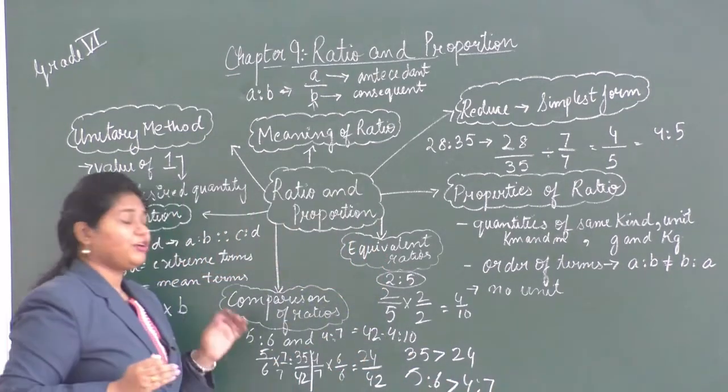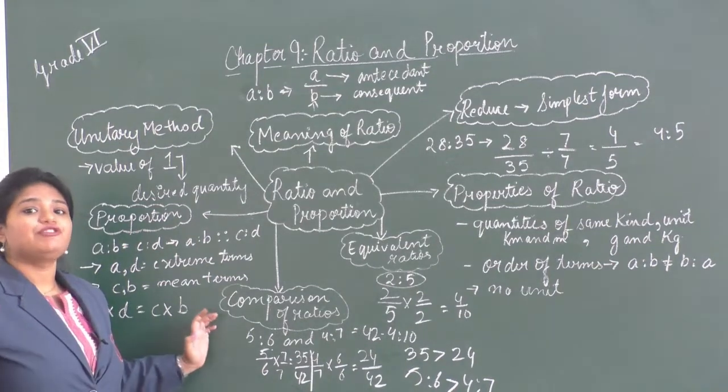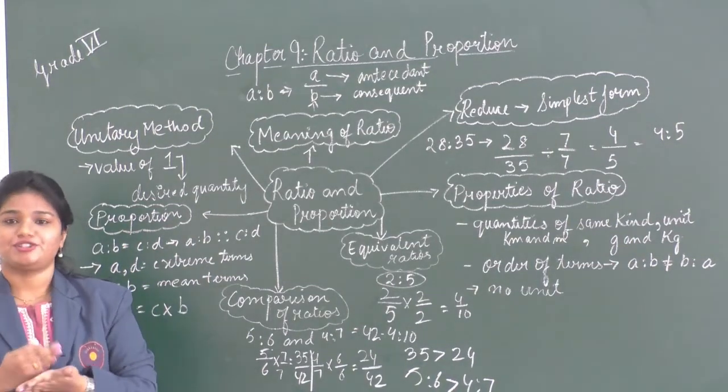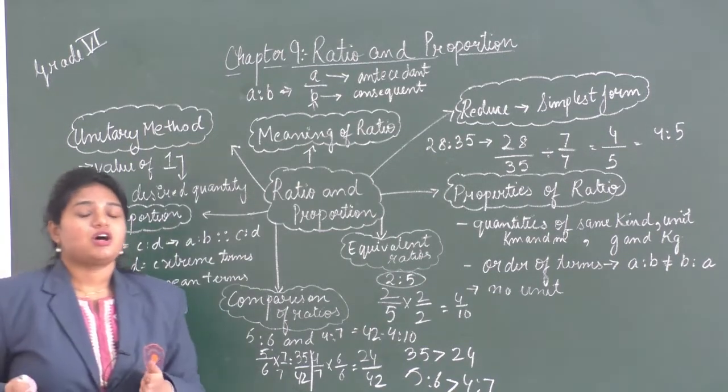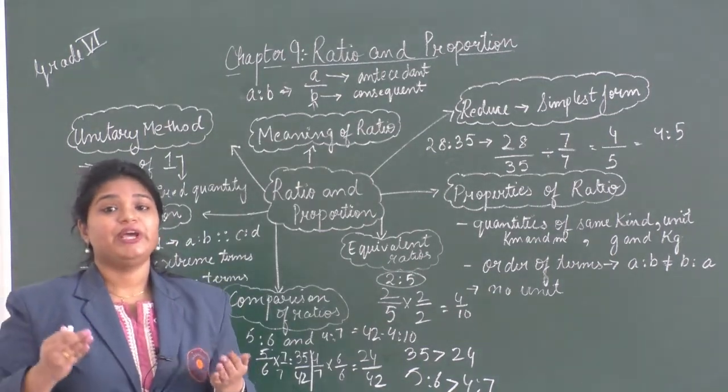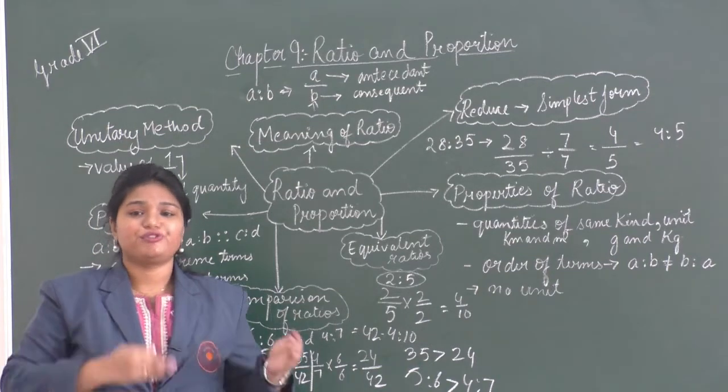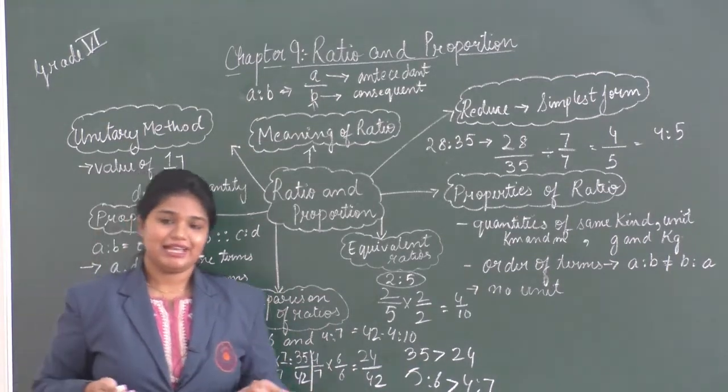So when we talk about comparison of ratios, you only have to follow the same method of comparison of fractions. Now where we use this concept, we use the concept of comparison of ratios when you have to arrange certain number of ratios in ascending and descending order.